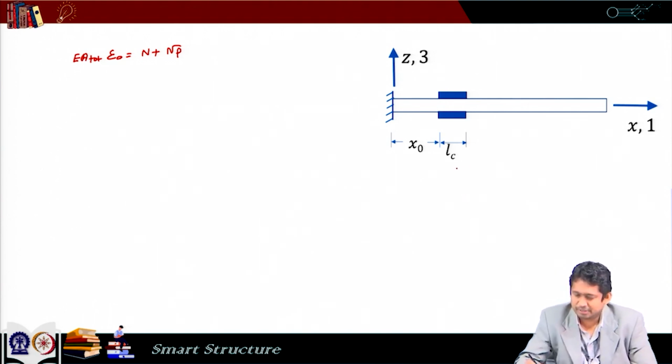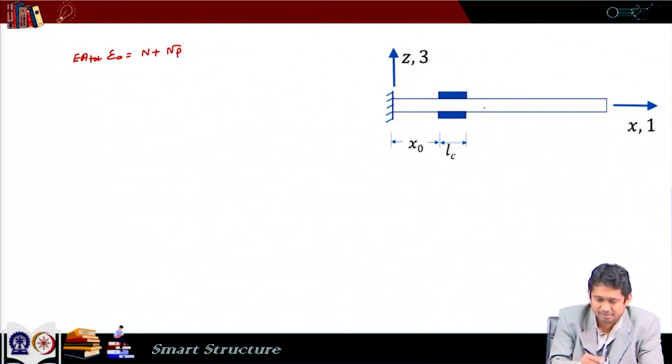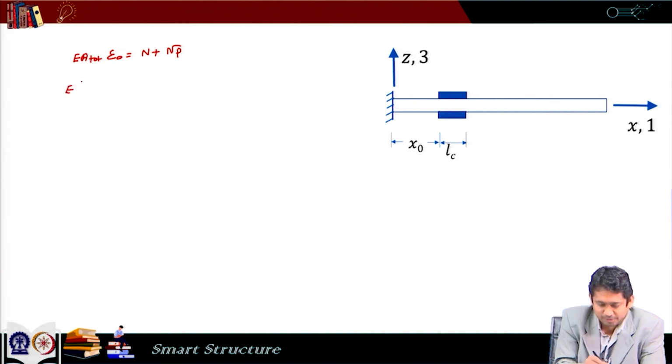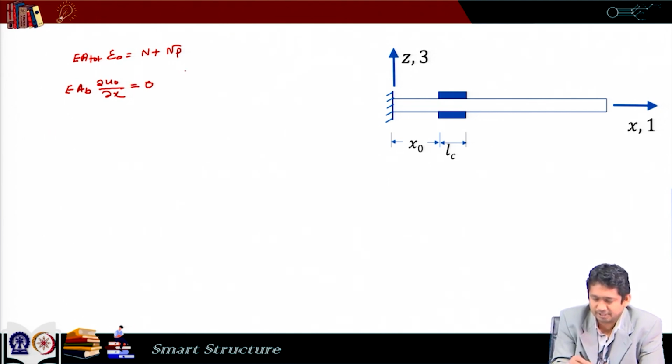Now, we will look into the displacement that is caused here. So, let us assume that there is no externally applied load. So, N is 0. If NP is there, then how does the beam deform? That is what we want to see now. So, EAB del U0 del x is equal to 0. That is the equation which we can write in this zone.